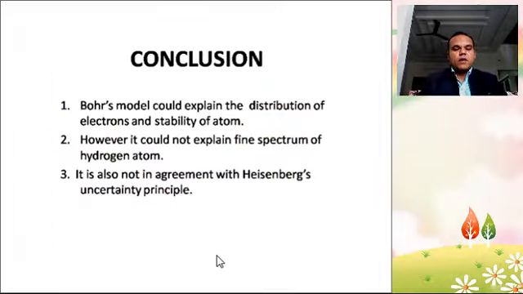Conclusion. In conclusion, it can be said that Bohr's model was no doubt an improvement over Rutherford's model. Bohr's model could explain the distribution of electrons and stability of atoms. However, there were some drawbacks in Bohr's model. It could not explain the fine spectrum of hydrogen atom. It is also not in agreement with Heisenberg's uncertainty principle.